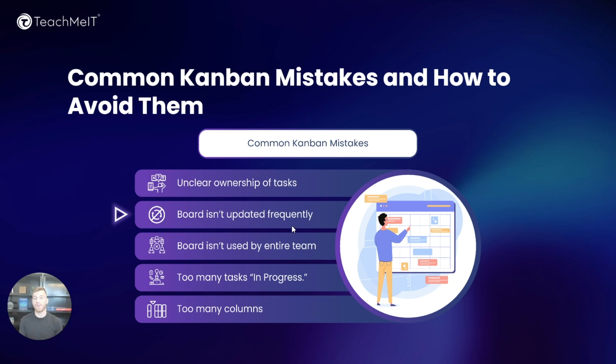For example, in your calendar, you might put a recurring meeting for one time a week where you can work with your team or by yourself, go through your Kanban board and ensure that everything is accurate as well as up to date. The third most common Kanban mistake is the board not being used by an entire team.